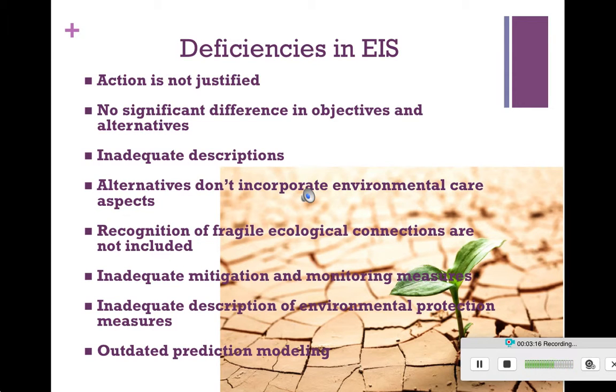Despite these set rules, there are many EIS reports that do not get approved due to deficiencies within the statement. Common shortcomings in an EIS report include the need for the action cannot be justified, there is no significant difference in the objectives and alternatives, it contains inadequate descriptions, alternatives don't incorporate environmental care aspects, the fragile ecological connections are not included, there are inadequate mitigation measures, the alternative for best environmental protection method is inadequately described, and the use of outdated prediction models.